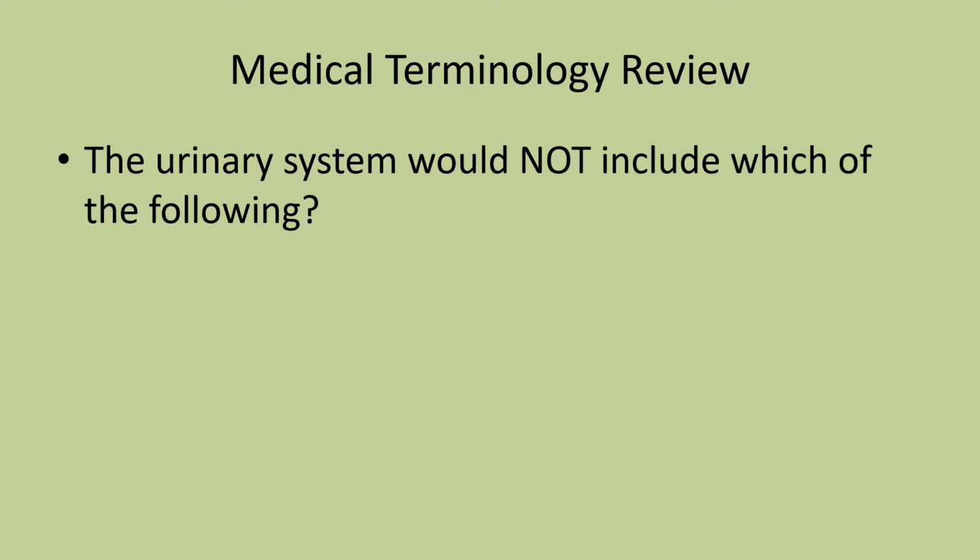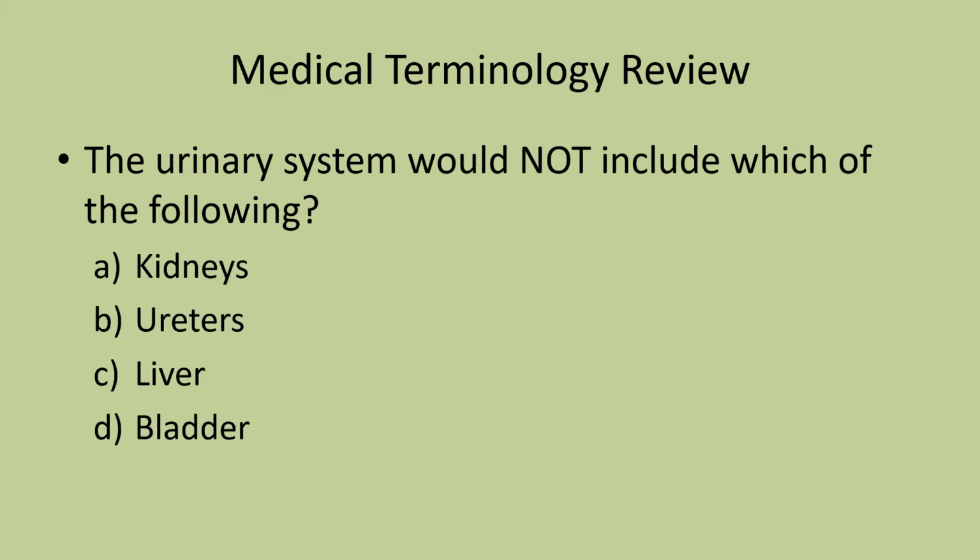The urinary system should not include which of the following? So tell me everything it includes. No, just kidding. Which one is not part of the urinary system? The liver? What's the liver part of? The digestive system. Yeah, it's an accessory organ to the digestive system.